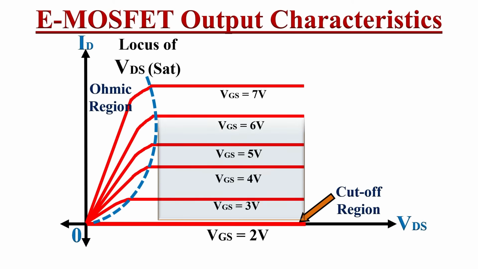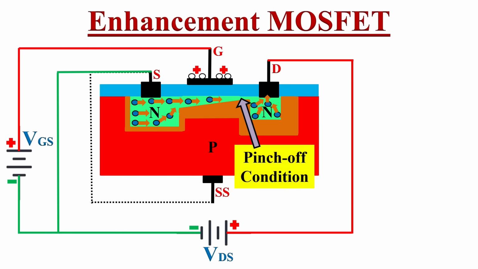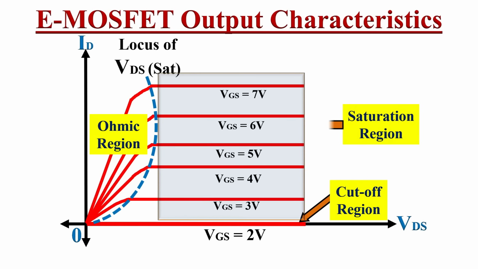Next region of operation is the saturation region. In this region, the drain current ID is constant. Whenever the drain to source voltage VDS is greater than or equal to VGS minus VT, at that time the MOSFET remains in pinch off condition and the drain current becomes constant. This constant drain current is denoted in the graph. This region is known as the saturation region. This is all about the different regions of operation of MOSFET.